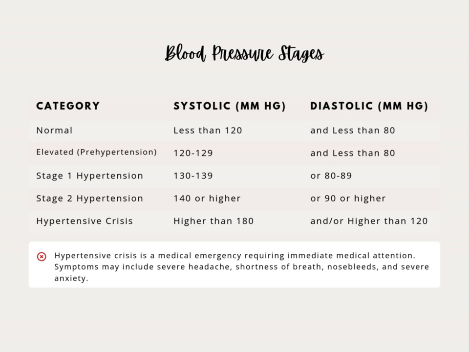Pre-hypertension is up until 130/80. Stage 1 is anywhere from there up until 140/90. Stage 2 is 140/90 or above. Hypertensive crisis would be anything over 180/120, and that is a medical emergency. It requires immediate medical attention because of the risk for stroke, especially.